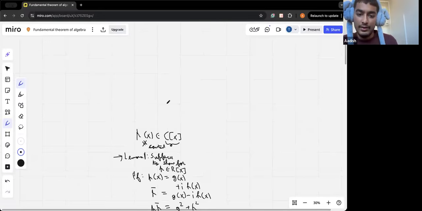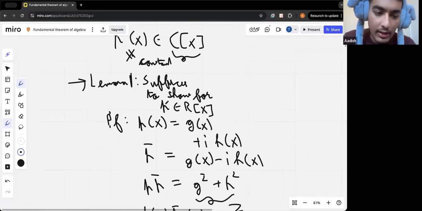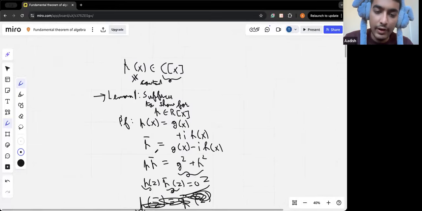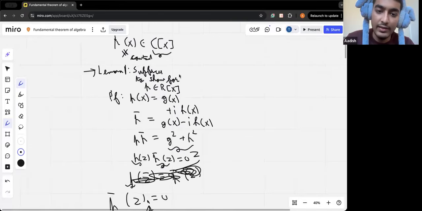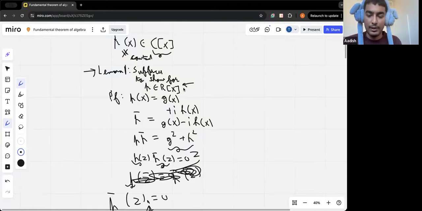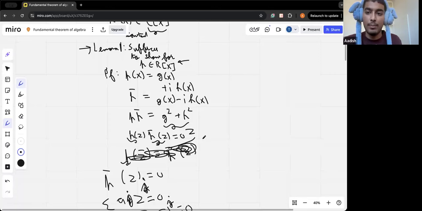So I stated the fundamental theorem of algebra. And the first lemma was reducing it: it suffices to prove the fundamental theorem of algebra for only polynomials with real coefficients. If you have a complex polynomial, you multiply it by its conjugate and you get a real polynomial. If all real polynomials have a root, then all complex polynomials have a root, because you can always multiply complex polynomials to get real polynomials.